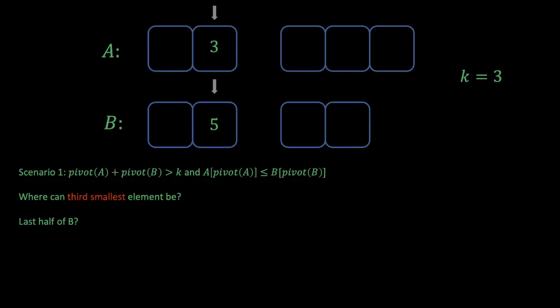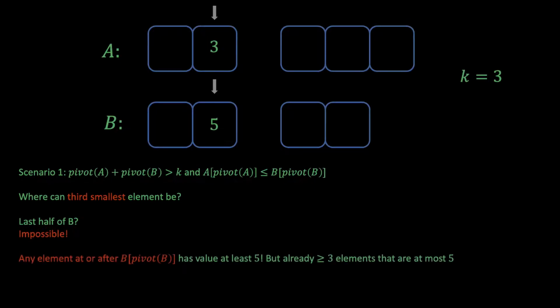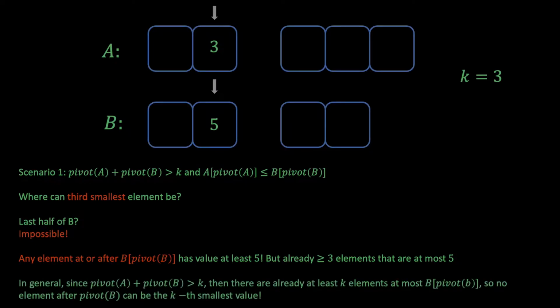I'm sure if you spend enough time, you would notice that it's impossible. Any element at or after b's pivot cannot be the third smallest value, because there are already at least k elements that are at most the value of b's pivot. So no element at or after pivot b can be the kth smallest element themselves.